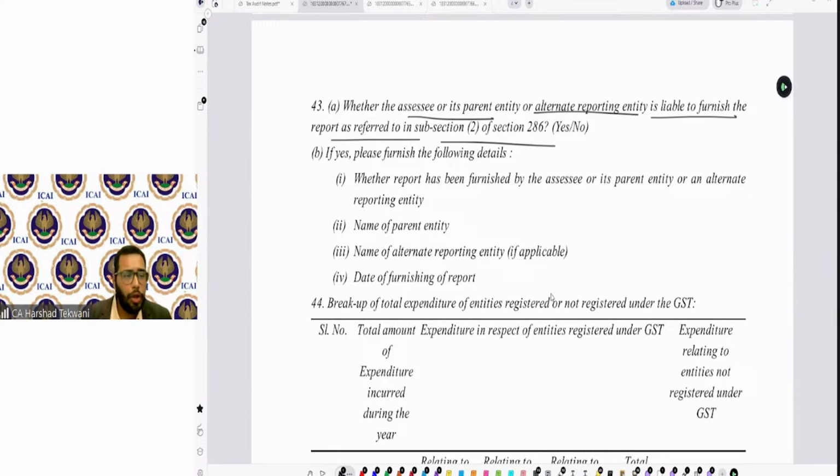So it is basically with respect to the international group, and they are the reporting entities. So you need to provide details of that over here: whether the report has been furnished by the assessee, name of the parent, name of the alternate reporting entity, and date of furnishing the report.